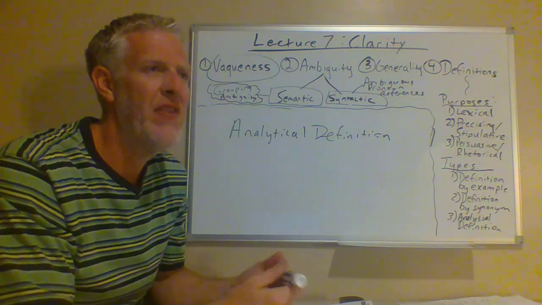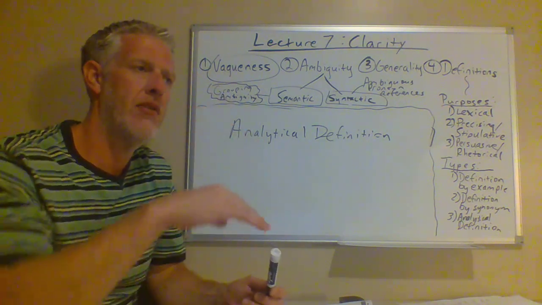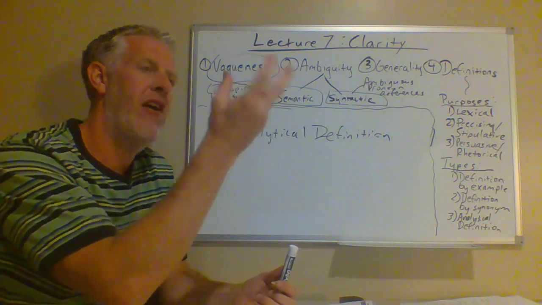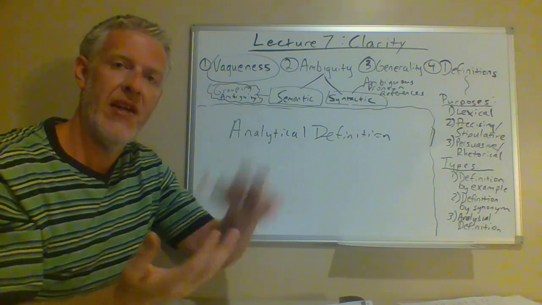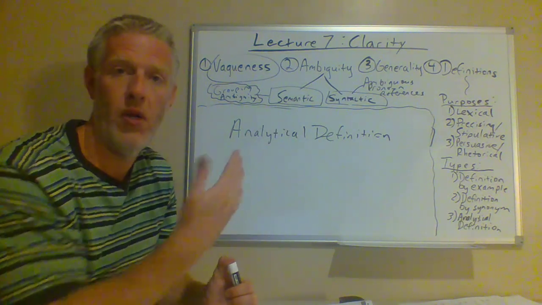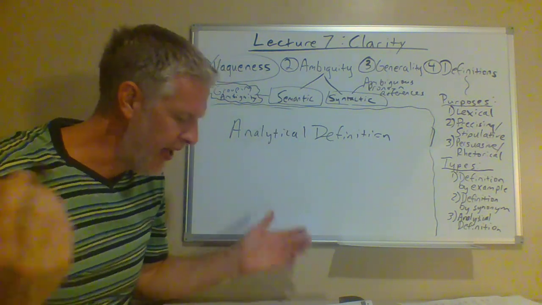So I kind of think of it like a criterial list, right? It's almost like they're providing a checklist of what must be satisfied in order for something to qualify as that term. So let me give you an example.